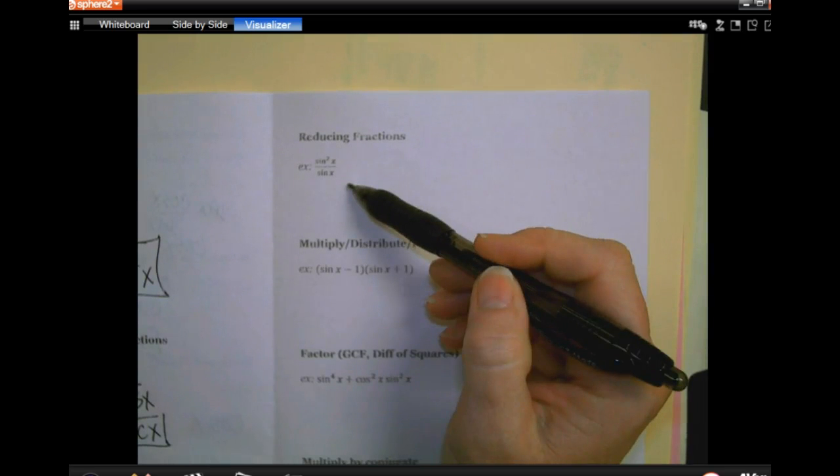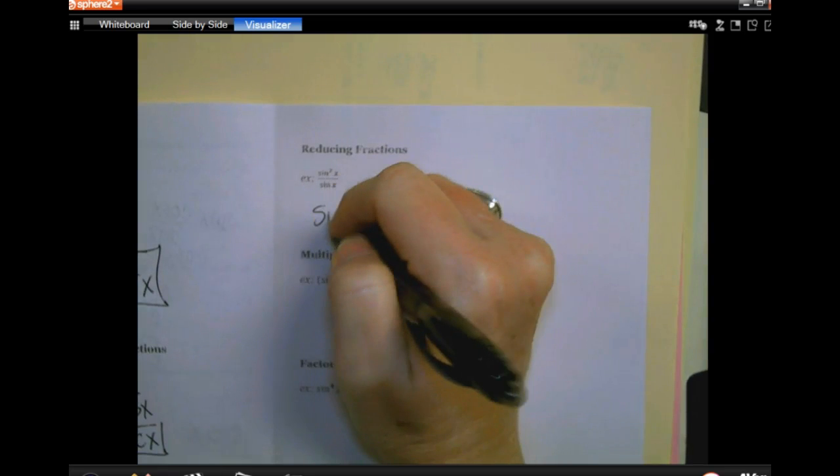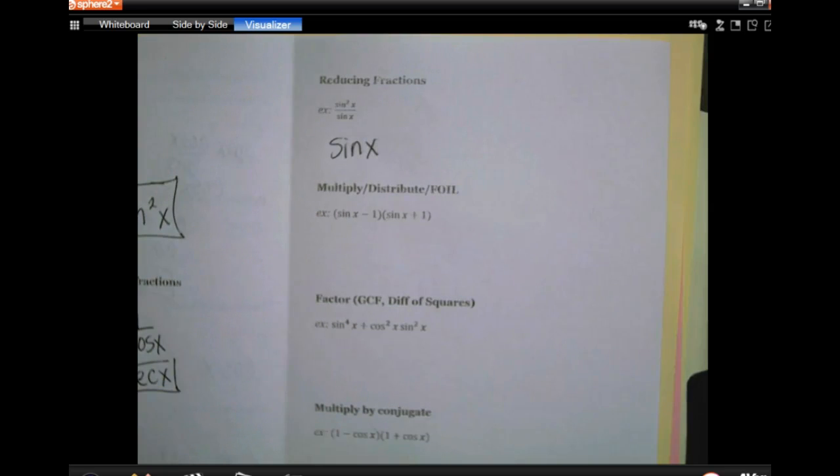So here's where you can cancel, though, Isaac. I have sine squared over sine. And that's all that's there, right? There's 2 sines on top, 1 on bottom. It's okay to cancel there, and you get sine of x. Oh, I did the wrong thing. Never mind. You're right. I read it wrong. Phew. All right.